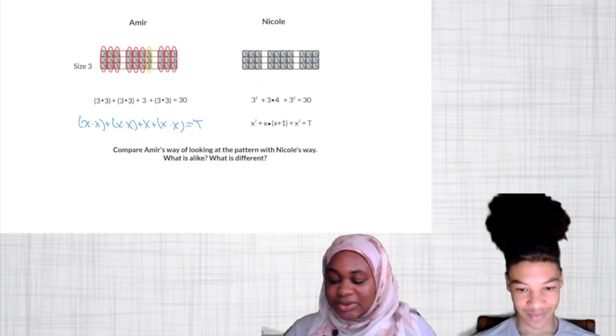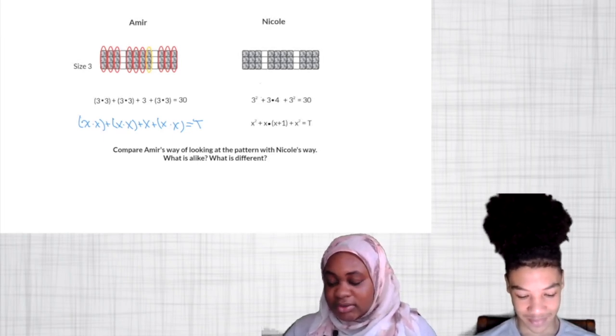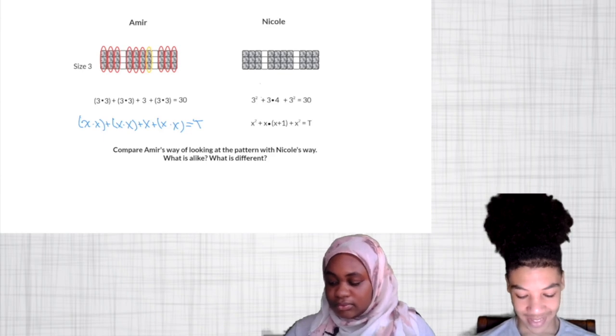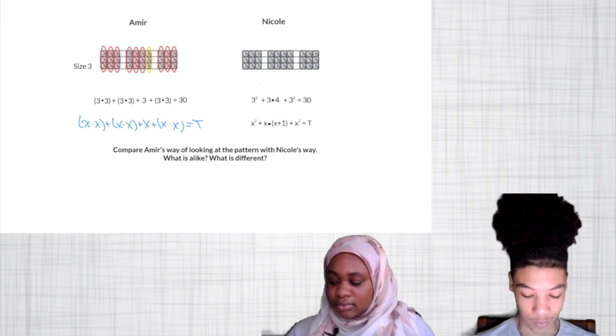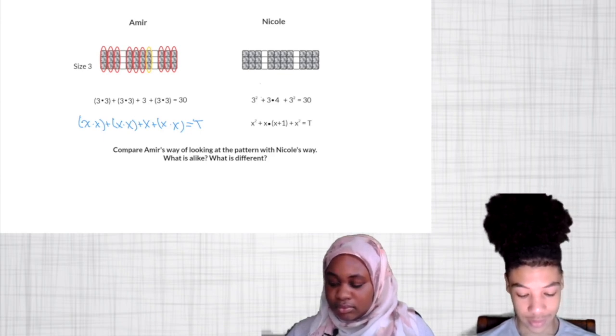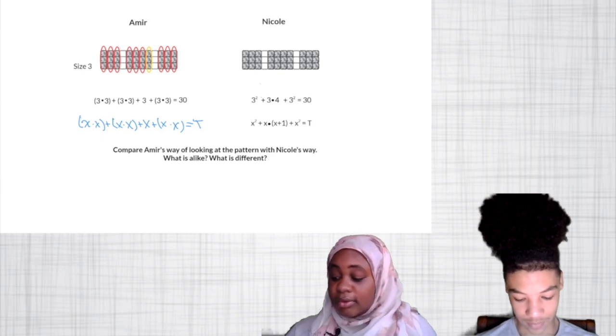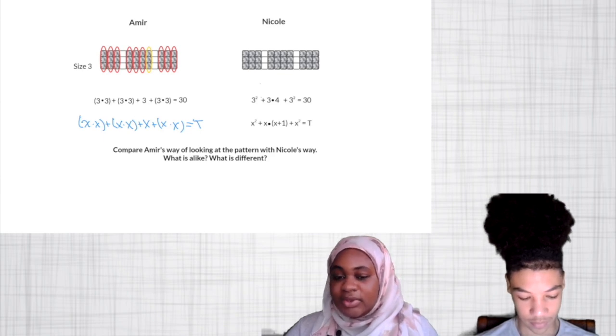So the 3 times 3, it's pretty much the same thing as 3 squared, because you're just multiplying 3 times itself. Yes. I also noticed that something different is in Nicole's equation, she does 3 times 4, but in Amir's equation, he does 3 times 3 plus 3. Yeah. And something else I noticed is that they each equal the same thing. They each equal 30.